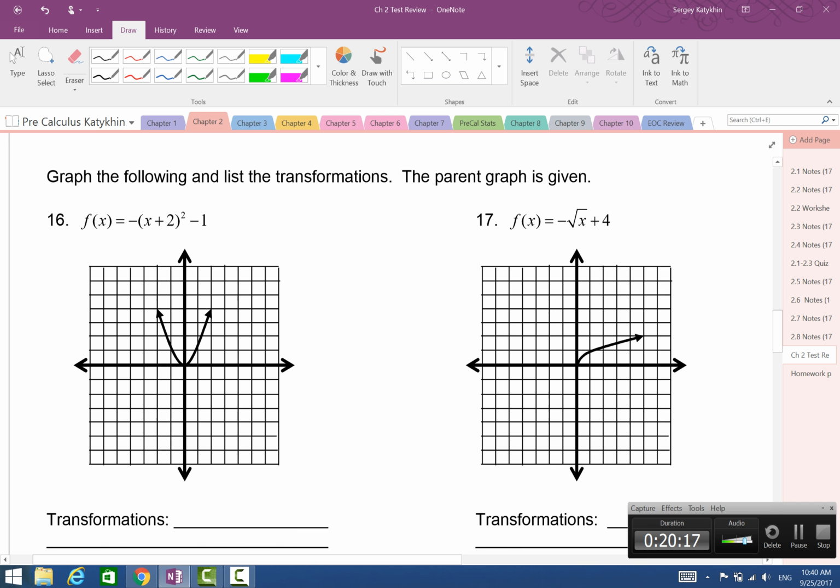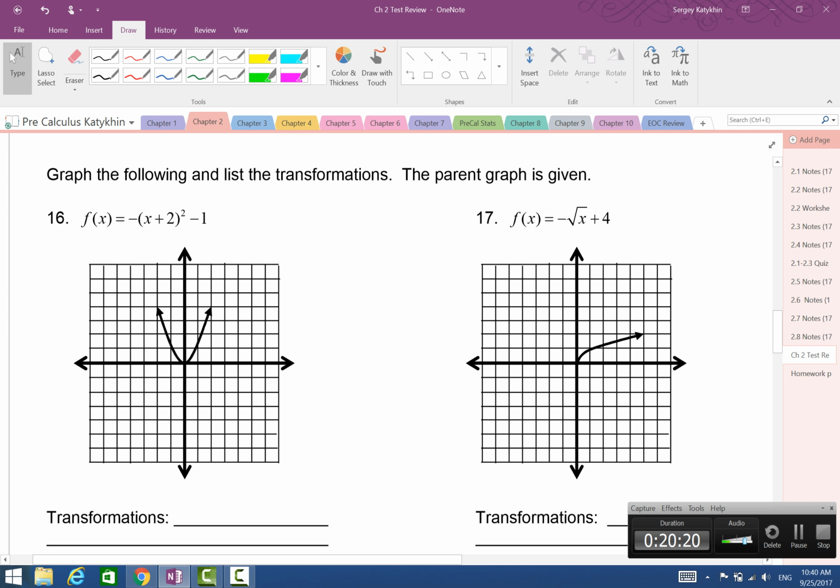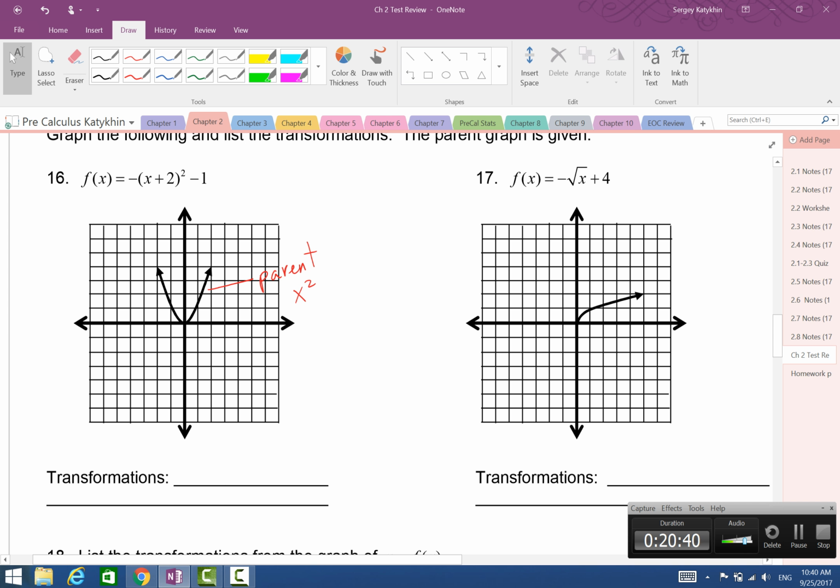Moving on to problem number 16, it says graph the following and list the transformations. Notice the parent is given. So here's my parent. That's my parent function. In this case, it's x squared. The question is, okay, what are the transformations from the parent to the new function that they give you? Well, there's a couple of things you need to pay attention to. That does something to the function. The +2 does something to the function. And the -1 does something to the function as well.